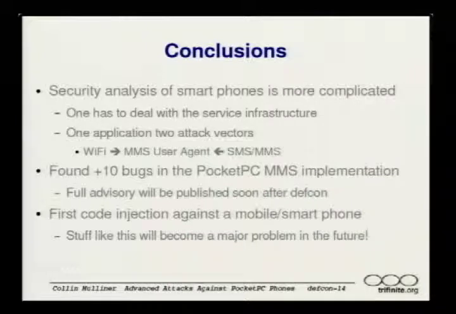So the problem is security testing for smartphones is really, really painful, because you have this infrastructure, you don't have source code. And in some cases, if you're doing the security engineering side, the MMS user agent is actually talking to everything, to the GPRS mobile phone network, and to Wi-Fi. So you really have to be careful what you're doing. We found about 10 exploits. We actually stopped searching after we found stuff we could use for code execution. We will, of course, post a nice advisory on the list.